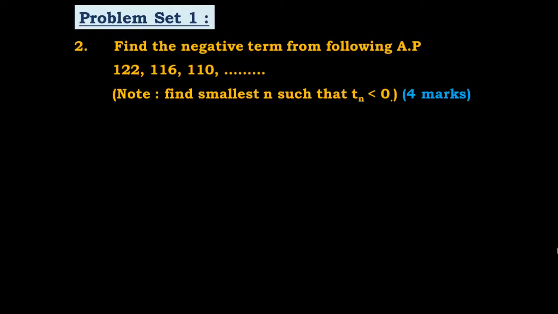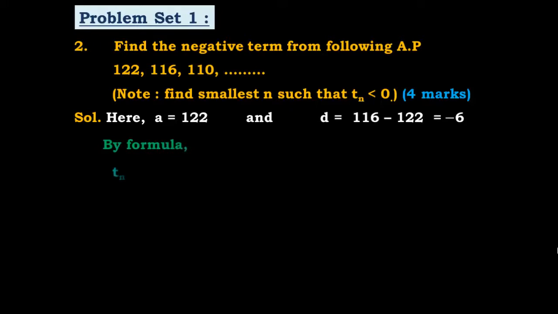0. Now see, we have to consider T of n less than 0. So the first term of this AP, A, is equal to 122 and we have the difference D equal to 116 minus 122, that is minus 6. So we have the formula T of n is equal to A plus n minus 1 into D. Now we can substitute A and D. You have T of n is equal to 122 plus n minus 1 into minus 6. D is minus 6. Now solve the bracket.